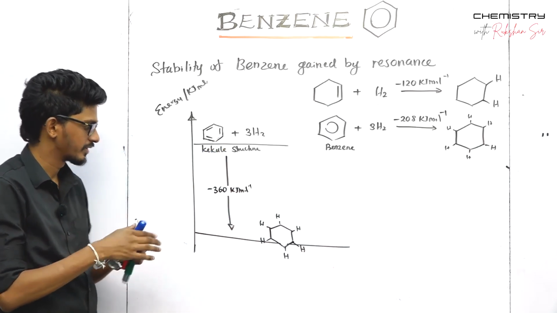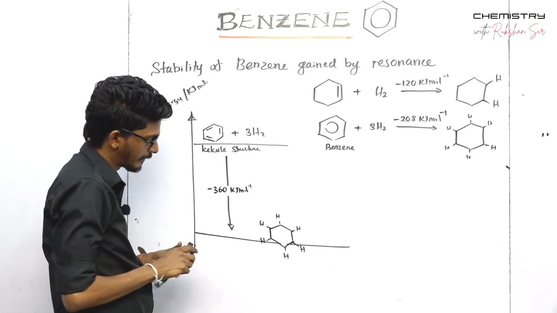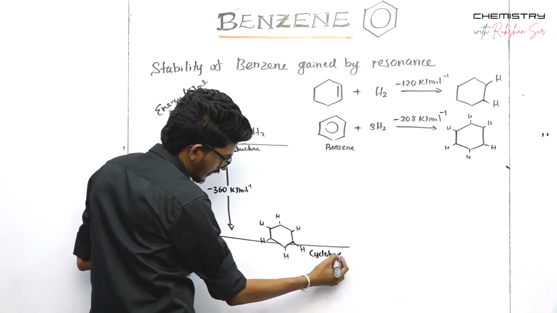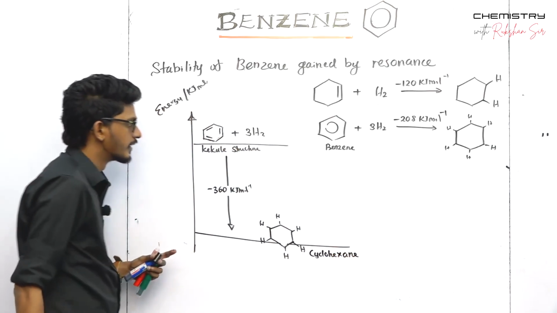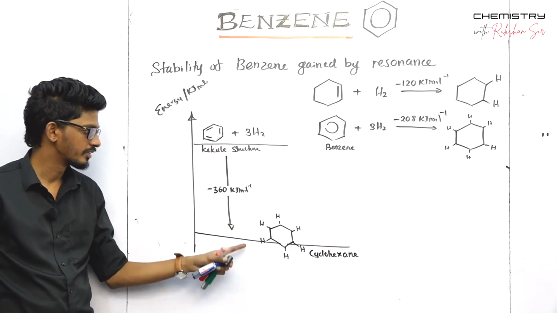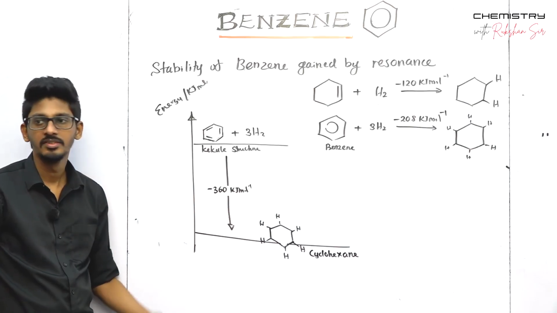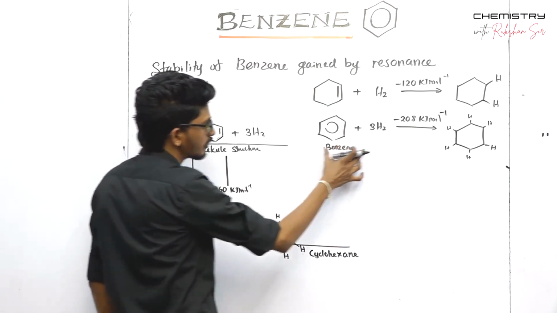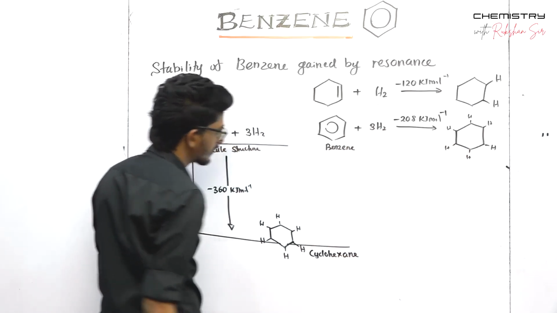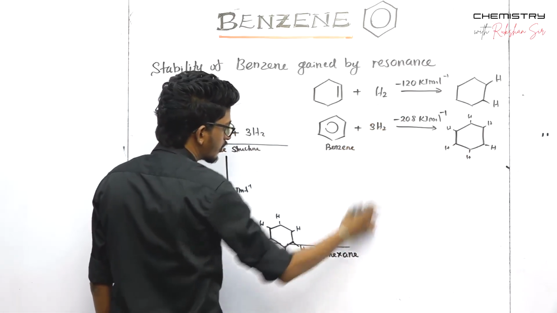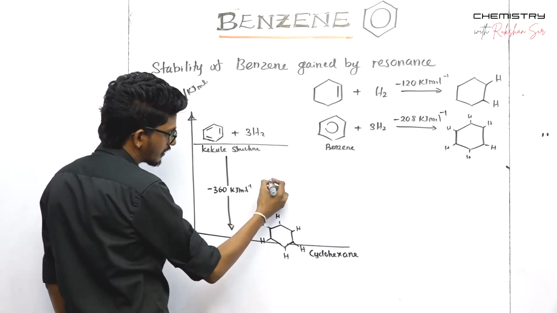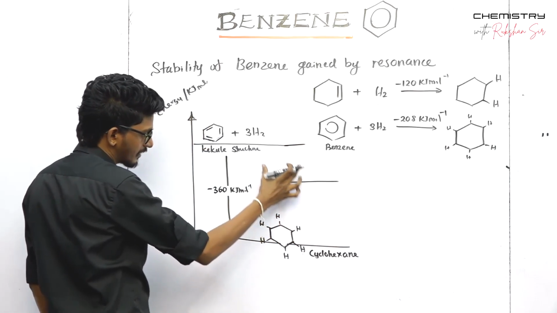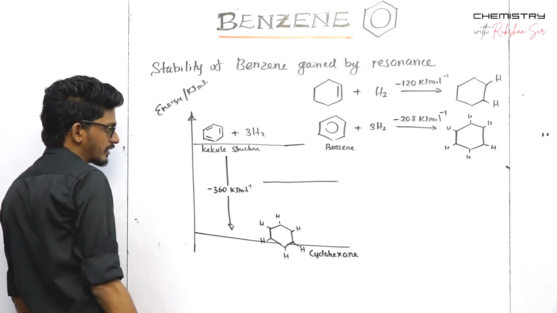This is now referred to as what? This is referred to as cyclohexane. To convert the Kekulé structure to cyclohexane, this amount of heat change is needed, right? But to convert benzene to cyclohexane, you just need 208. The energy gap is that 208. So the benzene should occupy this space, right? This kind of a space.